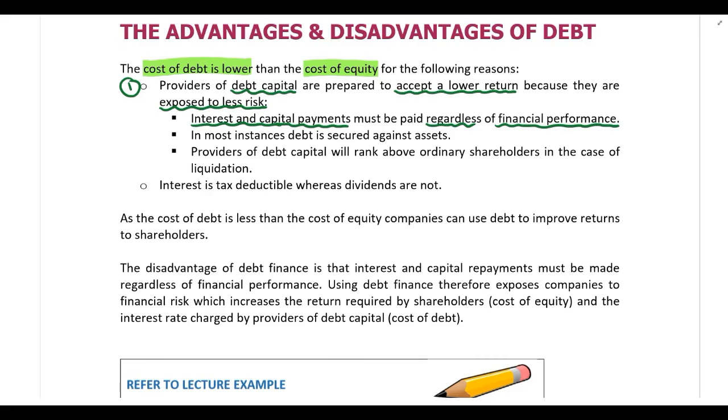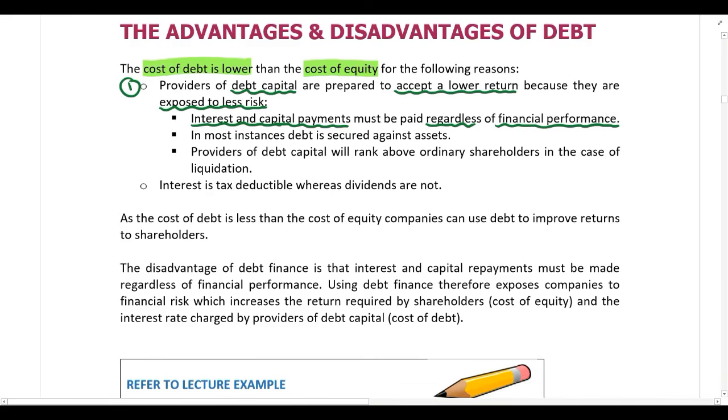Whereas debt providers know that they will get their money, obviously unless something goes completely wrong, but they should get their money every year. So because they are exposed to less risk, they will accept a lower return on their investment. Or on the other hand, because shareholders are exposed to a higher risk, they would expect a higher return on their investment, making the cost of equity more than the cost of debt.